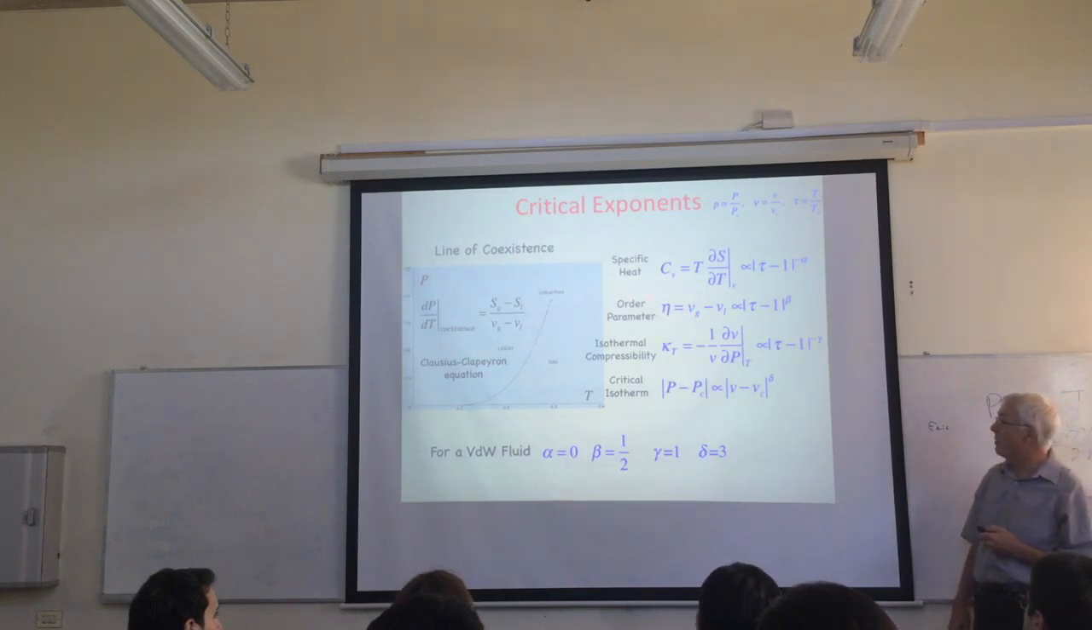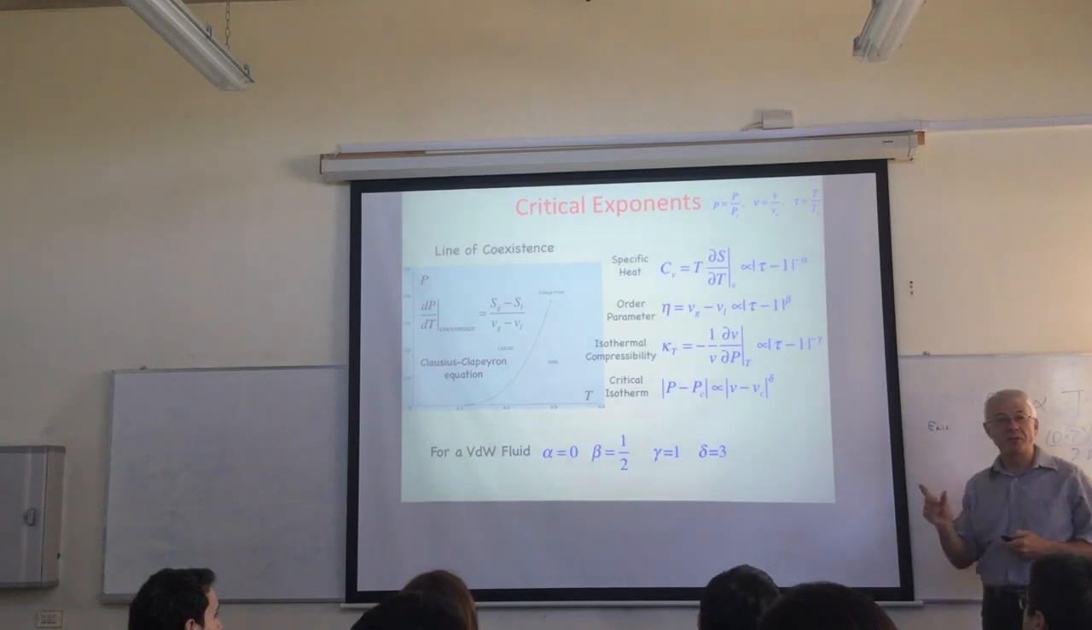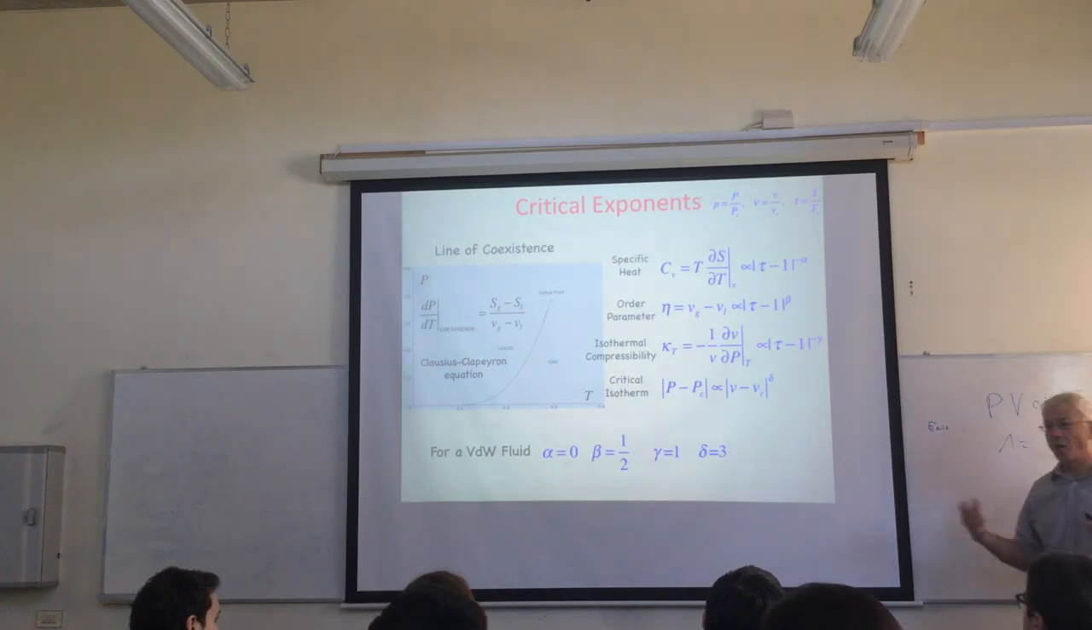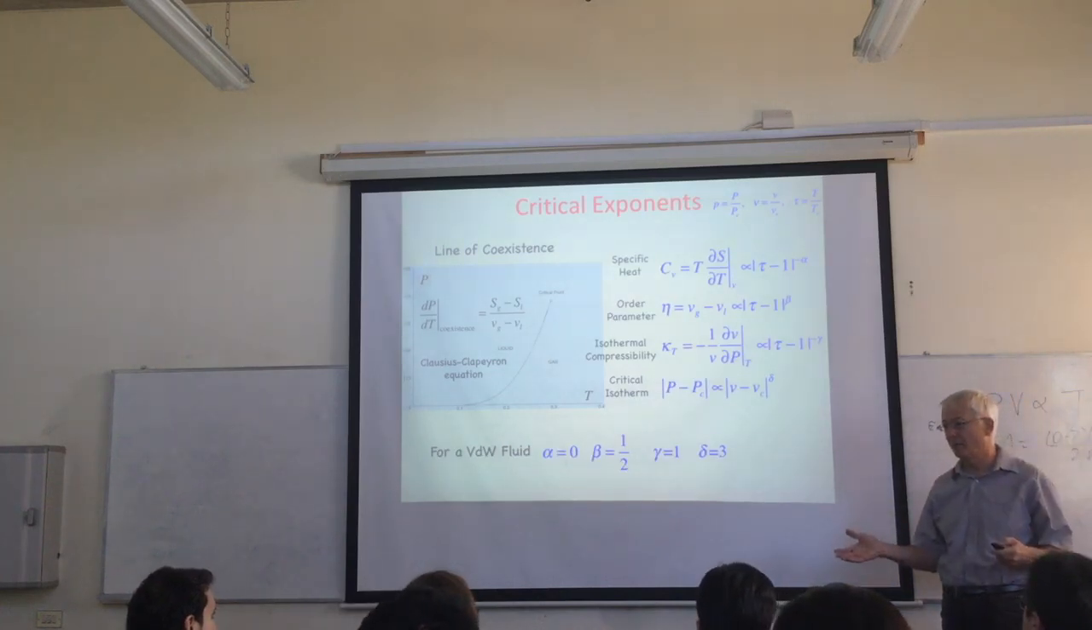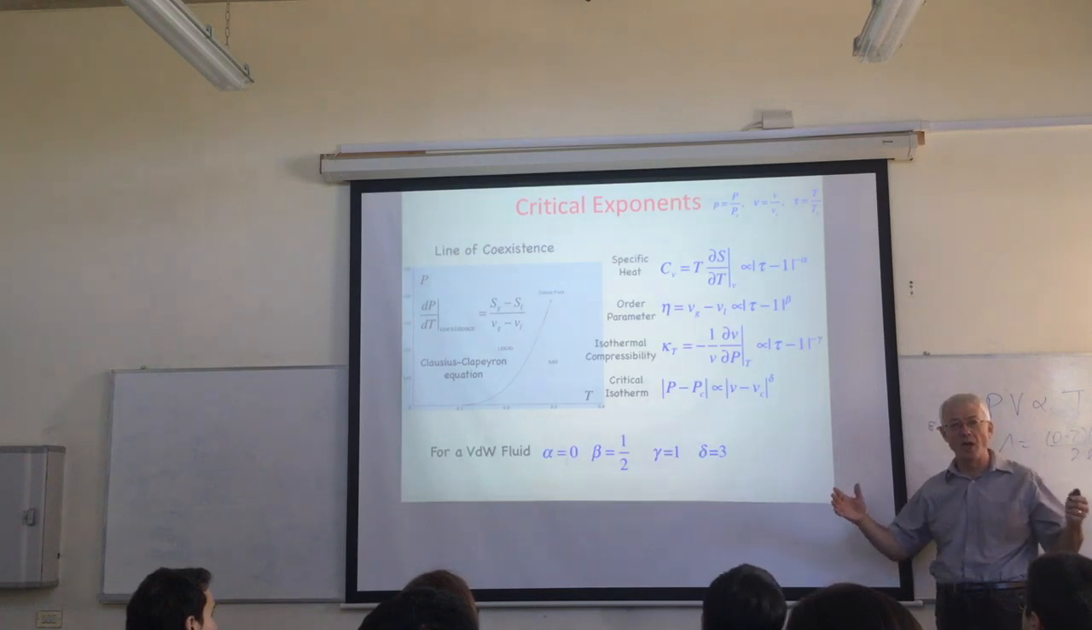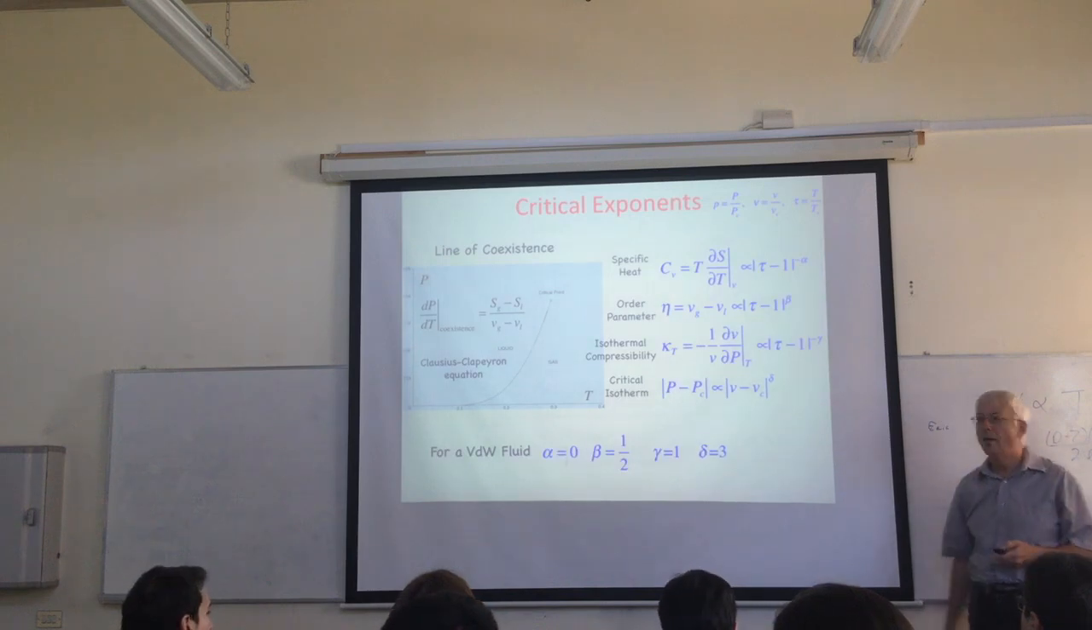The order parameter is the difference between the volumes of the gas and the liquid at criticality, and it likewise is some power of T minus T critical, and we call that power beta. And that will depend on what the substance is. So when tau is 1, the volumes are the same. When you're close to 1, they're slightly different.